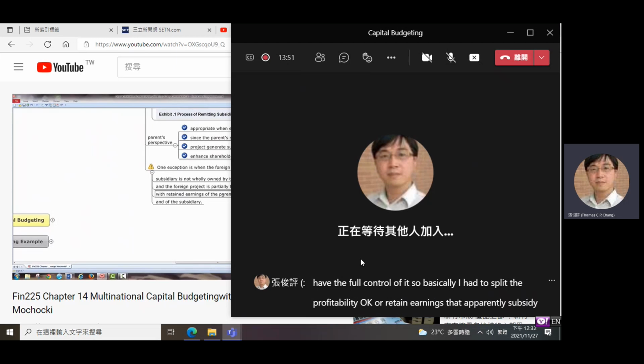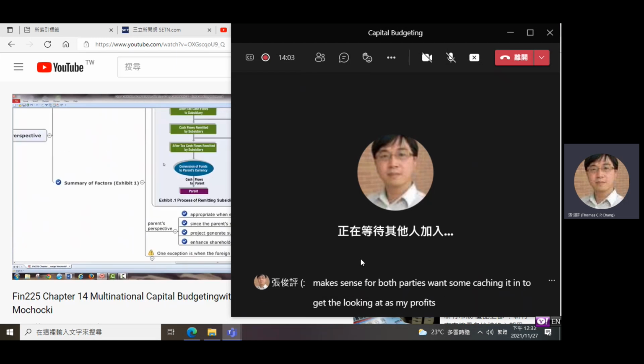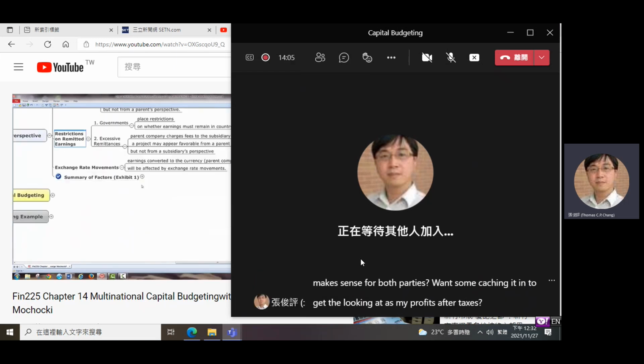So this is just a little more. Before I get to cash, how do I split it up, and which makes sense for both parties once I'm cashing it in, looking at it as my profits after taxes? Okay, all right, that took care of that.